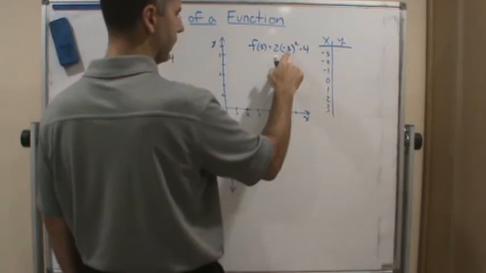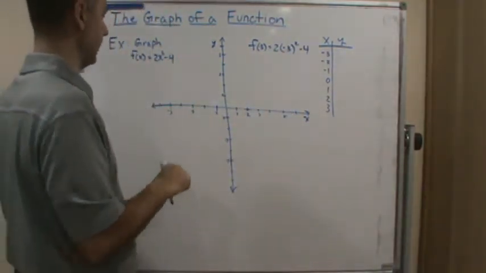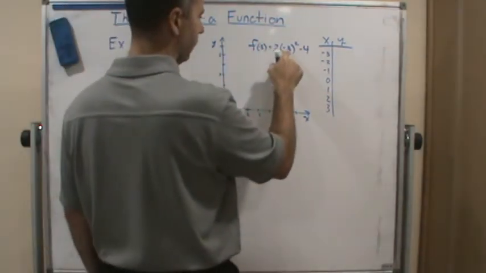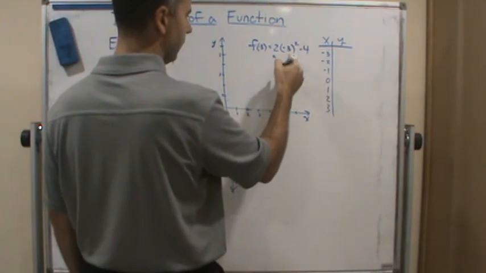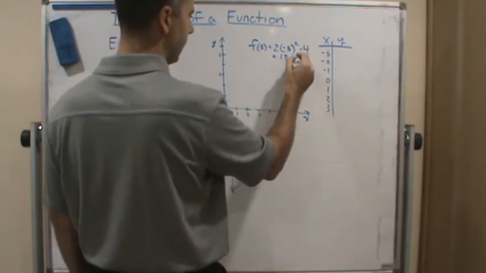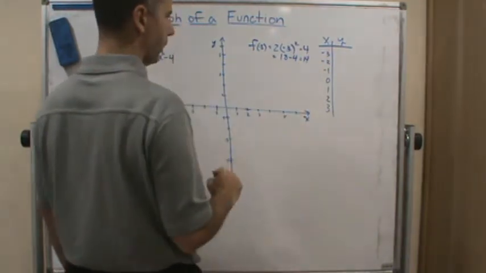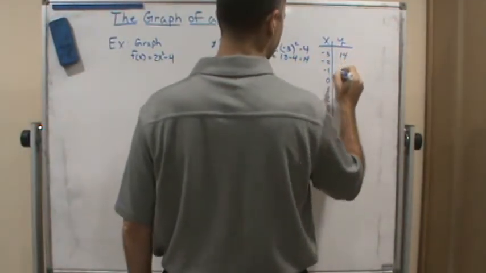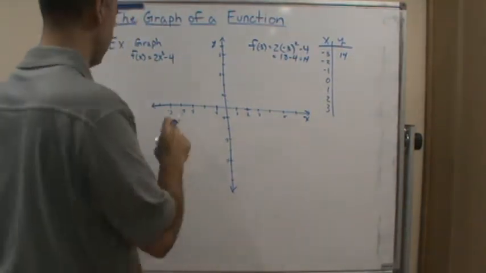So remember, the negative goes inside with x, right? Because x is being squared, so -3 is being squared. And so this would be 18 minus 4, which is 14. Okay, so we get 14 here. Okay, and so with negative numbers, you got to be careful, especially if you have a power.